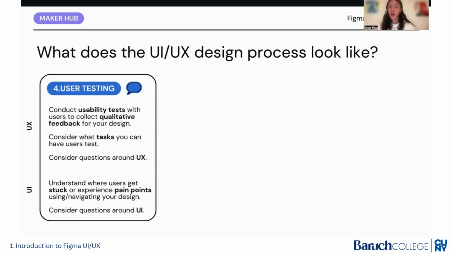And so the fourth step after you make your first prototype would be to do some user testing. It's really important throughout this process that you're validating your design with real people, having real people try your app or website so that you can make sure it's understandable and you can learn from their experiences. And so you would conduct usability tests and collect qualitative feedback.